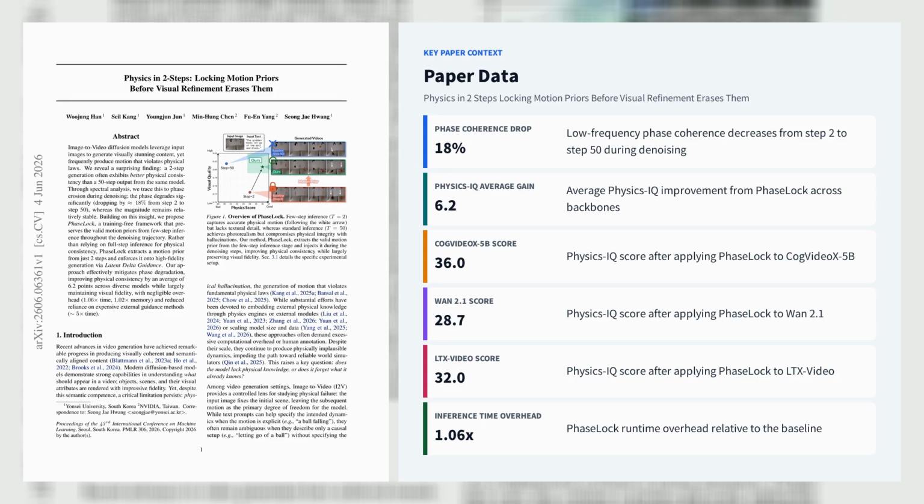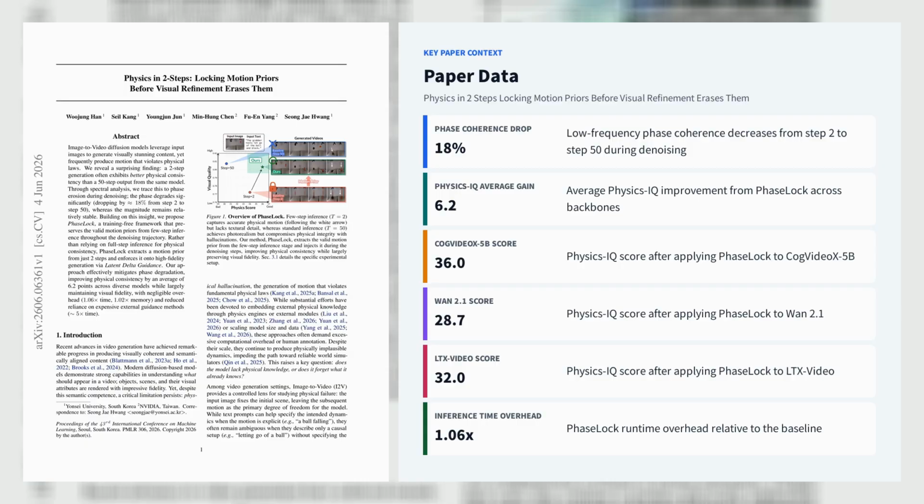On the Physics-IQ benchmark, phase lock improves base models by an average of 6.2 points, raising CogVideoX 5B from 30.8 to 36, LTX-Video from 26.4 to 32, and WAN 2.1 from 20.9 to 28.7, while preserving visual quality on VBench and adding only 1.06 times time and 1.02 times memory overhead.